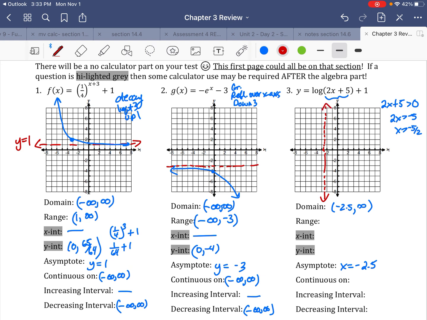Okay, log functions are going to be to the right of that normally because it hasn't been reflected or anything. So I will have an x and a y-intercept, so I will wait for that in a second. And so I have negative infinity to infinity for my range. It's continuous everywhere from negative 2.5 over. And the whole time, the log function is going to come up like that. It's going to be increasing the whole time that it's in existence. So it's increasing from negative 2.5 on, and it's not decreasing at all.